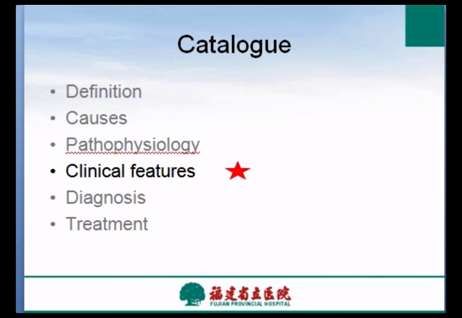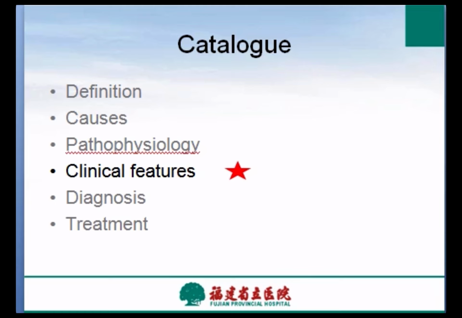And the following three parts include clinical features, diagnosis, and treatment. The most important part is the treatment. Although the clinical features and the diagnosis are not required in the textbook, they are very important for the understanding of the disease. Therefore, I hope you will spend some time to study the following two parts.